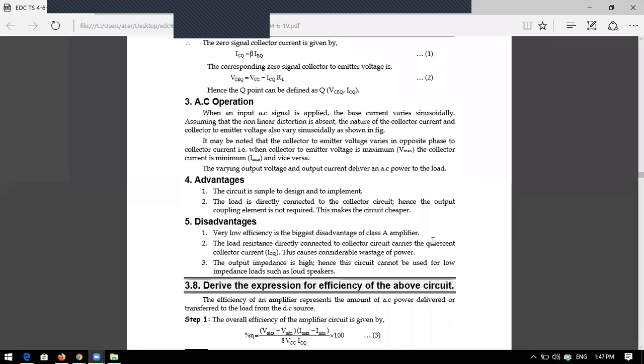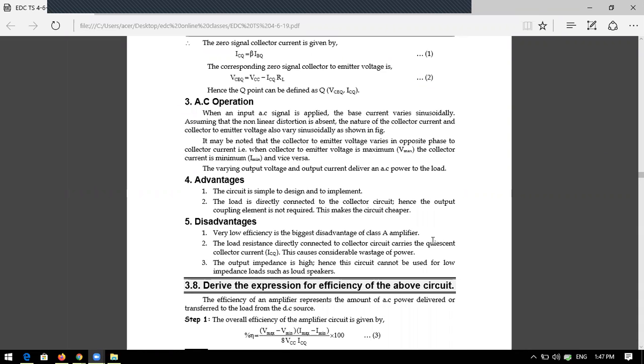So what are the major disadvantages? First, lower efficiency, about 25%. That means if you give 100 watts of power, you get only 25 watts, and 75 watts is wasted. The third is that the output impedance of this amplifier is high, so it can't load small resistance loudspeakers or motors. These are the advantages as well as the disadvantages of a class A power amplifier.